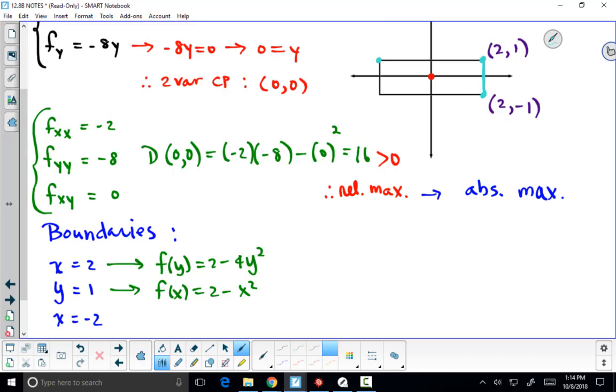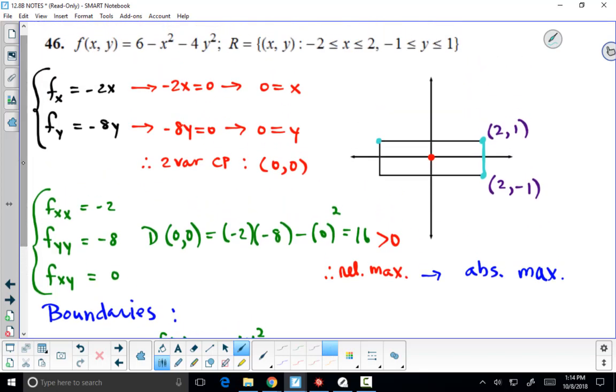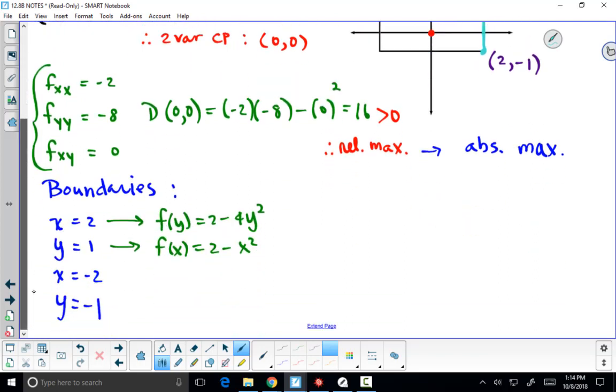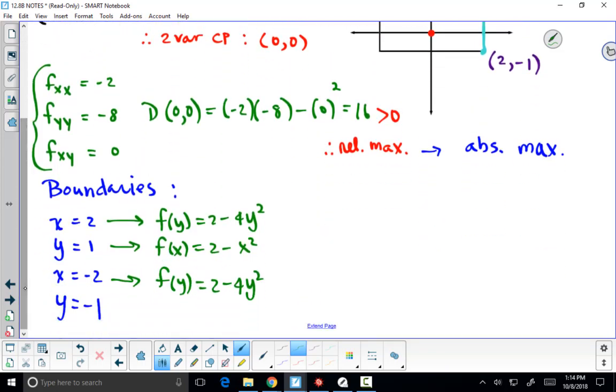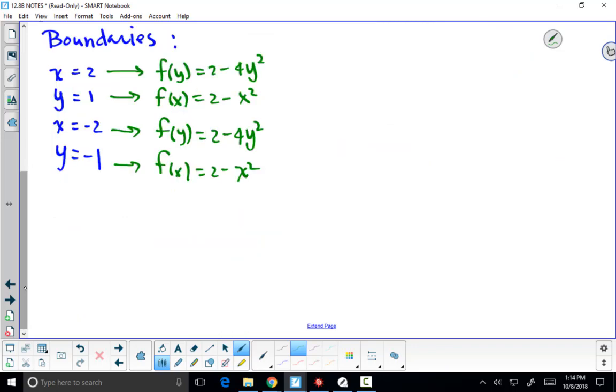Third function, x equals -2. Plug in x equals -2, we get 2 minus 4y squared. Same as we already had. F of y equals 2 minus 4y squared. Plug in y equals -1. It's going to be the same as y equals +1. So we're going to end up with another one variable function of x. We're going to get 2 minus x squared. So these are one variable functions. The derivatives set to 0 will give us one variable critical points.